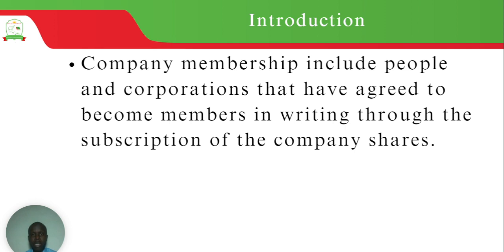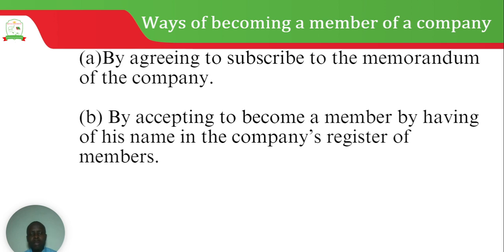There are a number of ways that we can become members of a company. Number one, or number A, is by agreeing to subscribe to the memorandum of the company. That's very, very important for you to be able to do. We have discussed the memorandum of association. Then the second way is by accepting to be a member by having his or her name in the company's register of members. So the companies keep what we call the register of members, and these registers are meant to ensure that we have a list. We can know who is a member of a company, and so on and so forth.